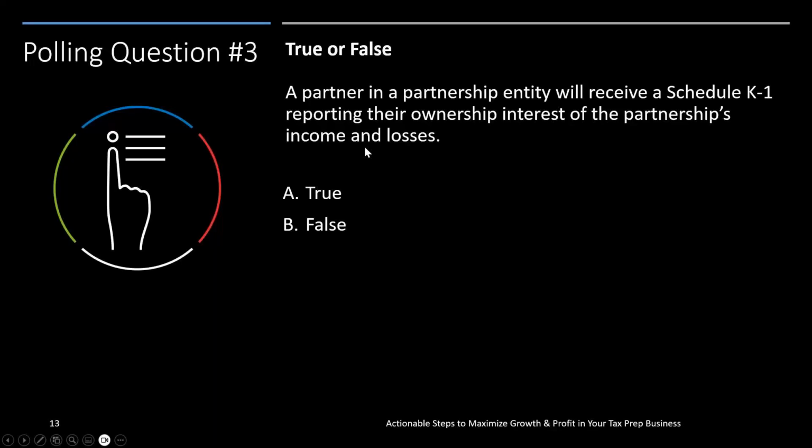There we go. So last polling question to go over, I believe, at least when it comes to general information, is true or false. A partner is a partnership entity that will receive a Schedule K1 reporting their ownership interest of the partnership's income and losses. And this is probably the most tricky of all of the polling questions. This is the first one that I assume some people are going to get wrong. I've purposely worded this one a bit tricky, so I'm just going to read it one more time.